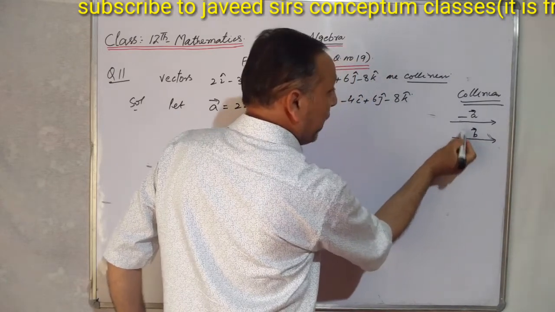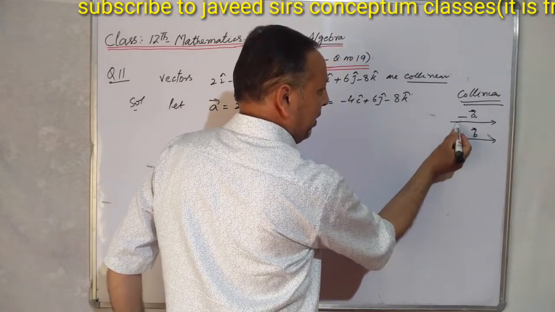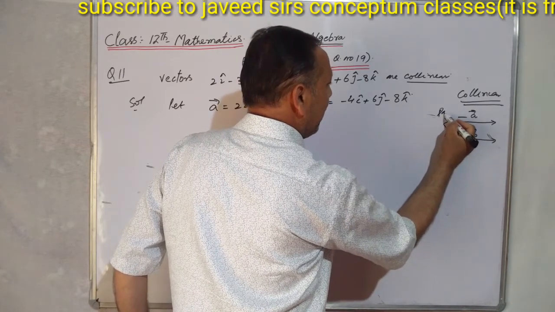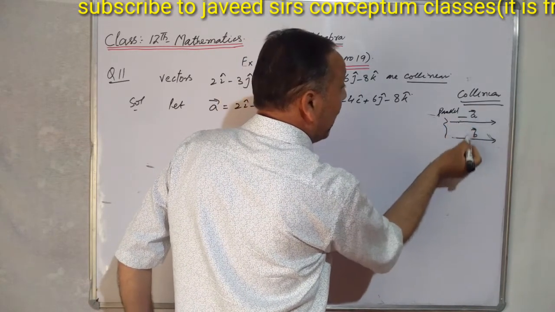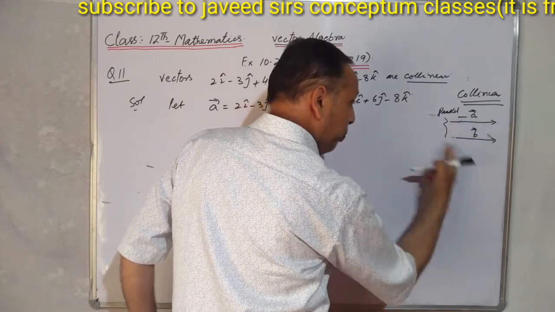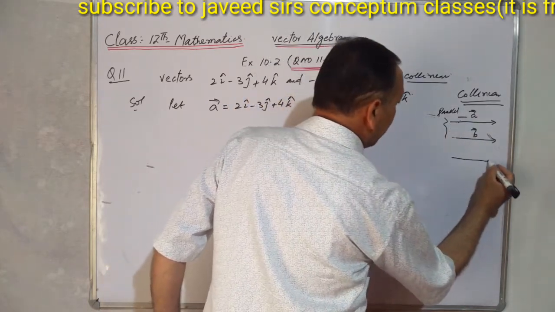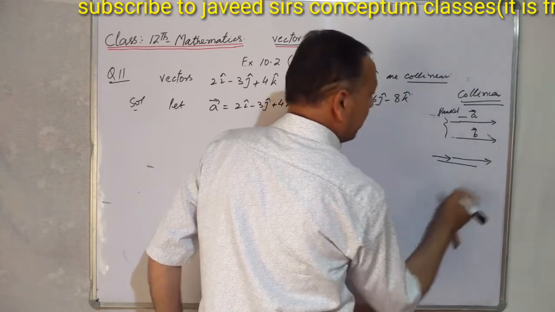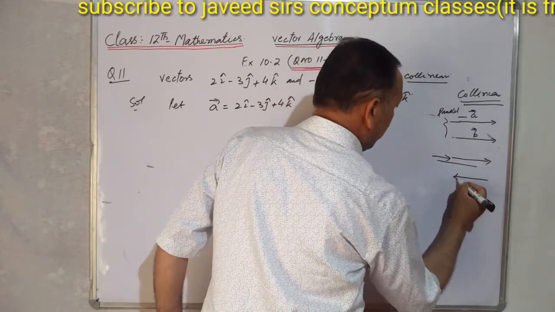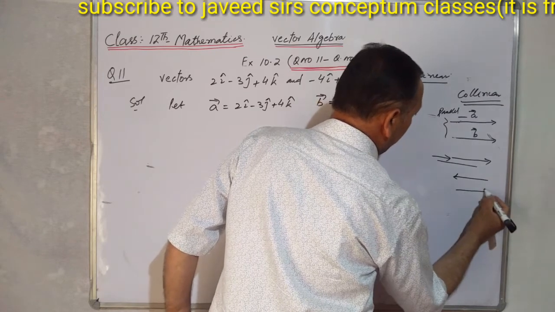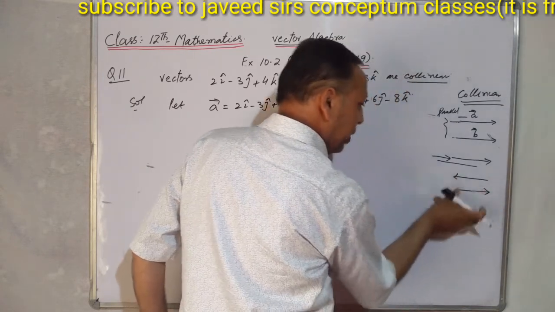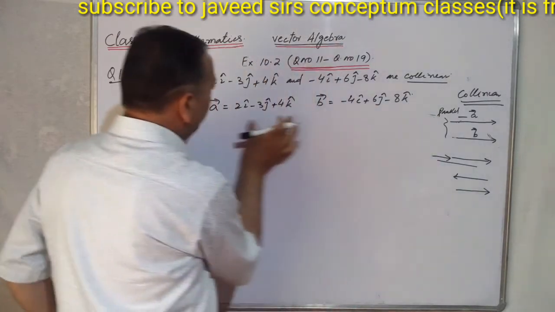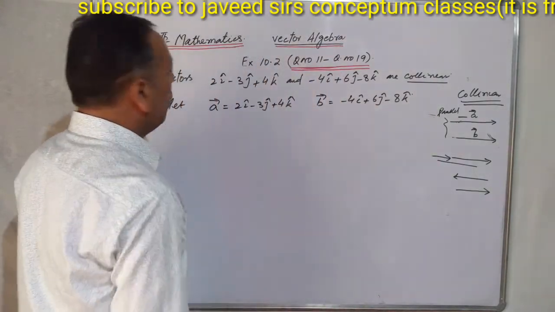If these two vectors are parallel, then we can say they are collinear. So collinear vectors can be like this, one vector like this, one like this, these are also collinear vectors. They can also be like this, one like this and one like this, meaning their directions are opposite, still they are parallel, but they are collinear vectors. So we will check whether these two vectors are collinear.